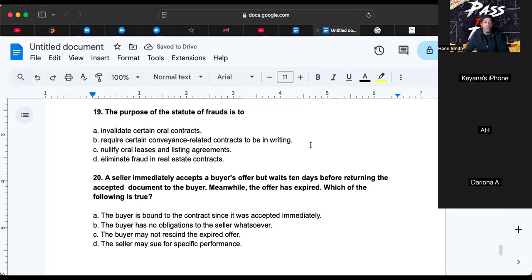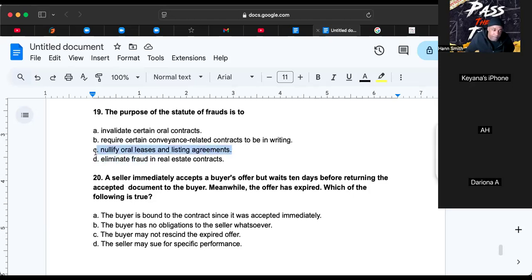All right. Got two more. Statute of frauds question. The purpose of the statute of frauds is it A, and this is a definition question, invalidate certain oral contracts, B, require certain conveyance-related contracts to be in writing, C, nullify oral leases and listing agreements, D, eliminate fraud in real estate contracts.